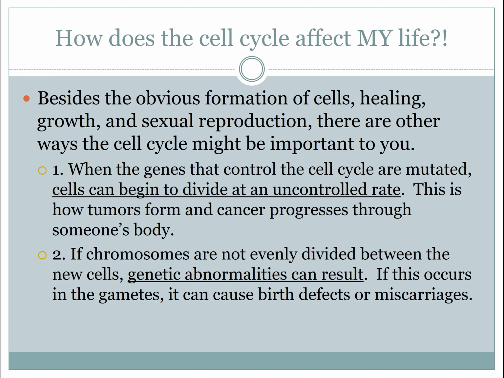Secondly, if chromosomes are not evenly divided between the new cells, genetic abnormalities can result. So if this occurs in the gametes during the process of meiosis and the chromosomes are not evenly divided, it can cause birth defects or miscarriages. So when a baby does not have the right number of chromosomes, if we're talking about way off the correct number of chromosomes, then it's going to be really difficult for that baby to survive, and that's one of the reasons that miscarriages can happen.